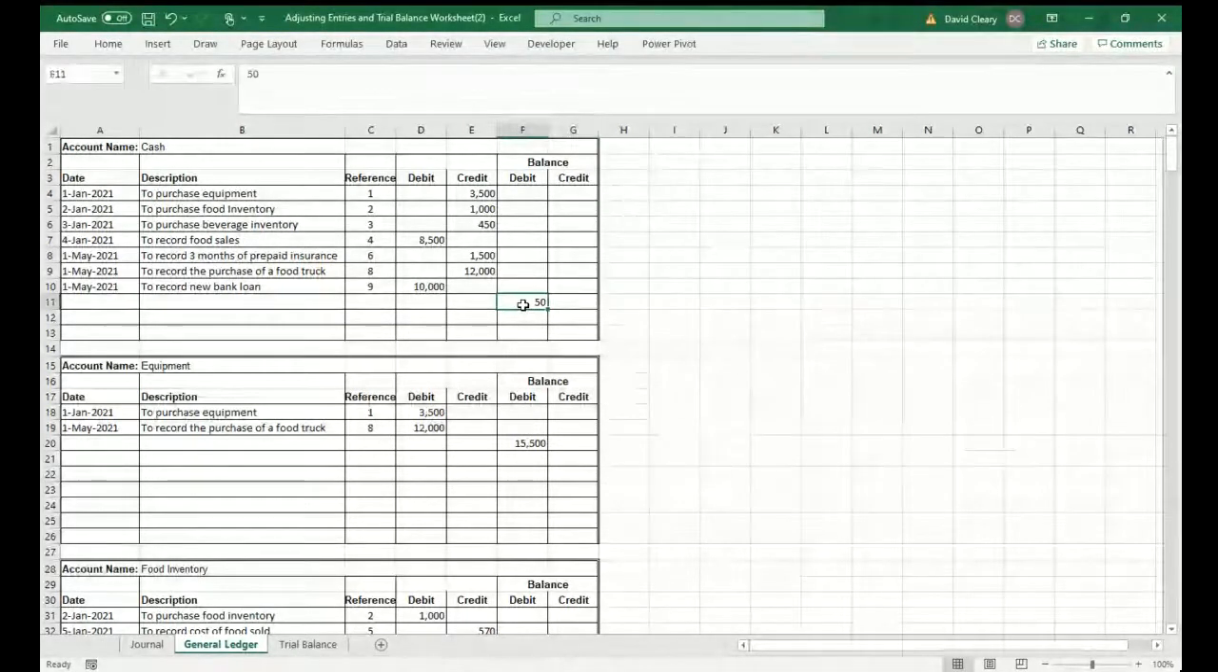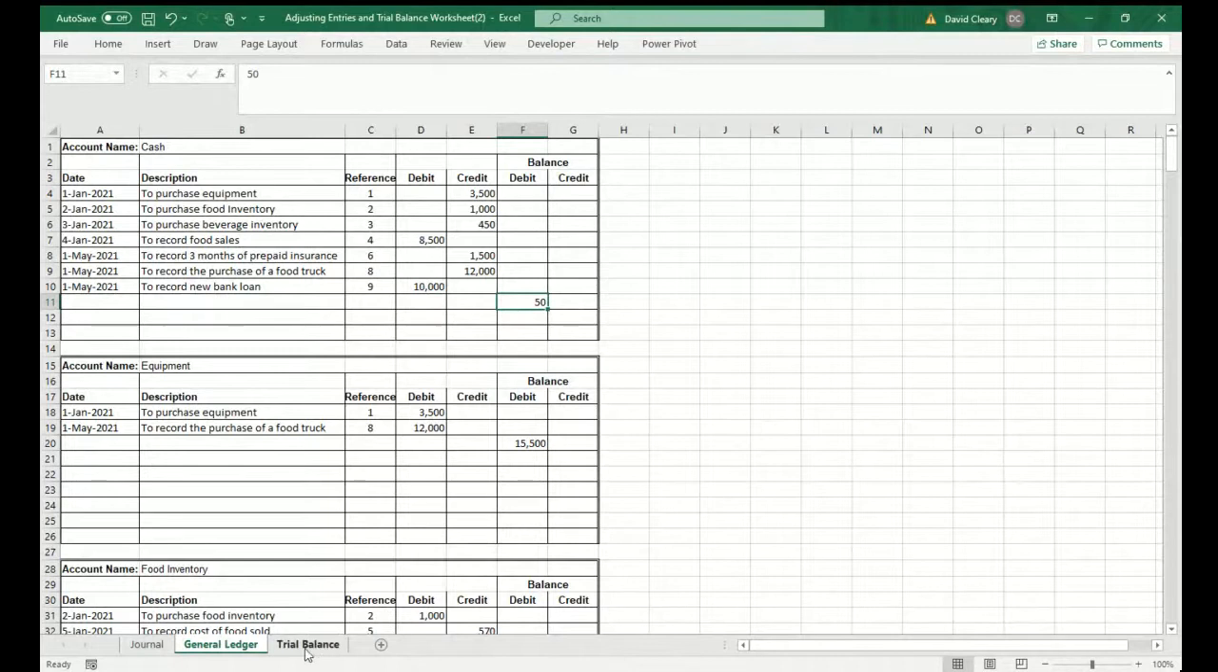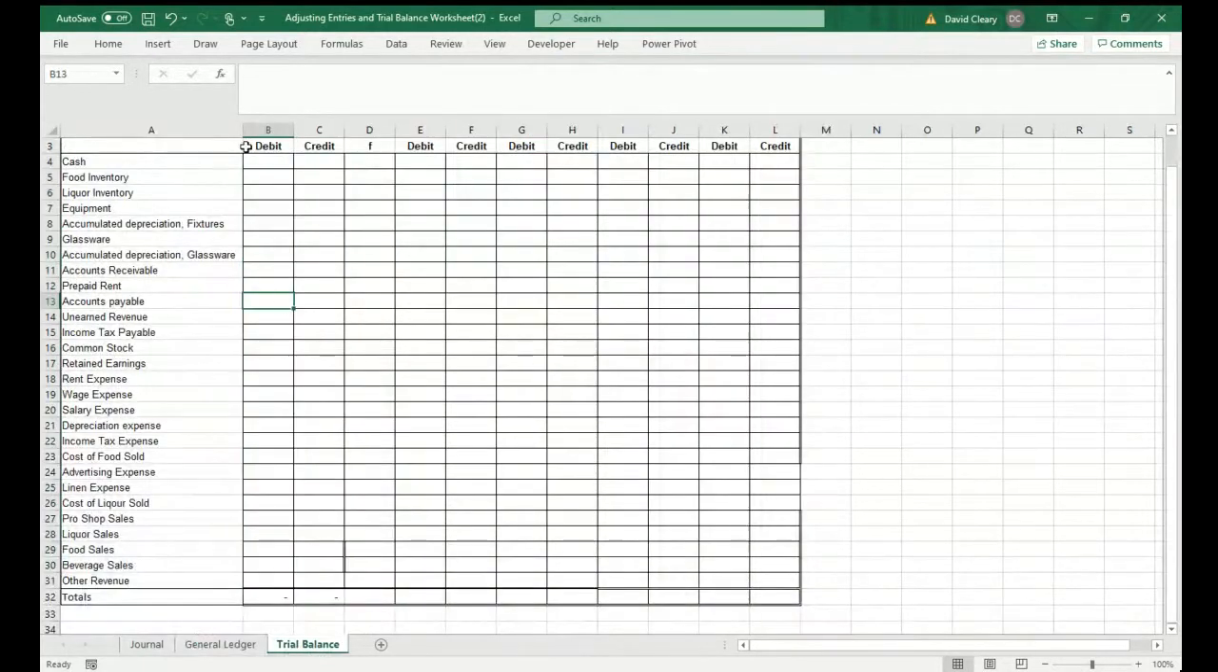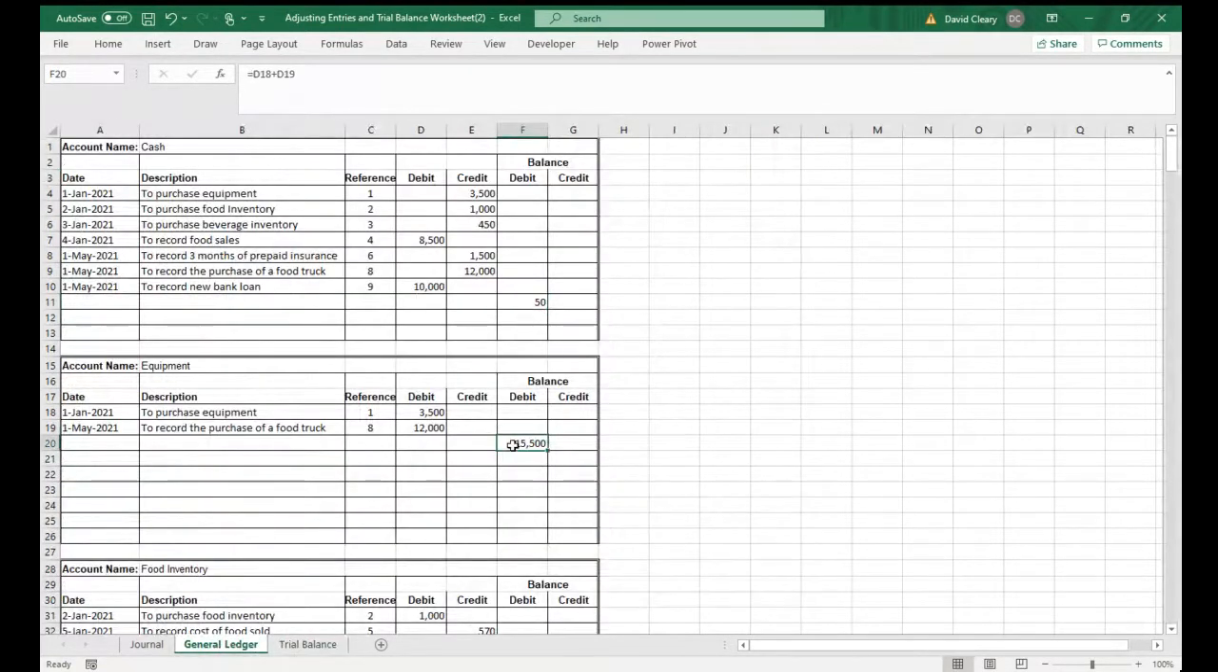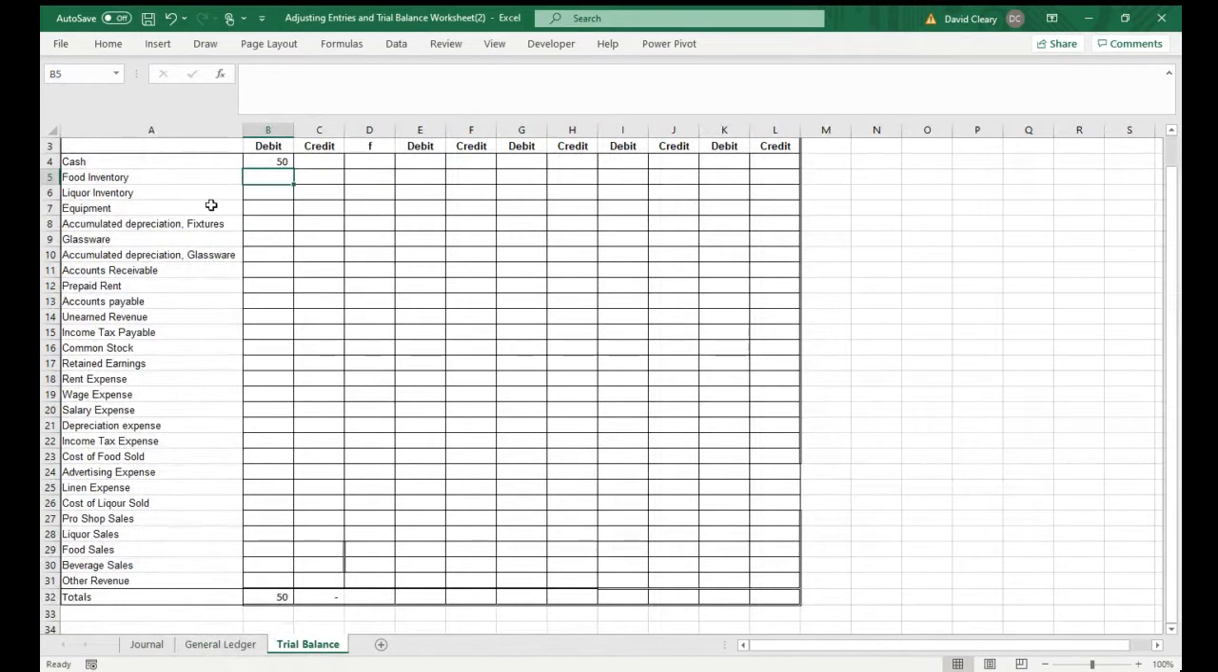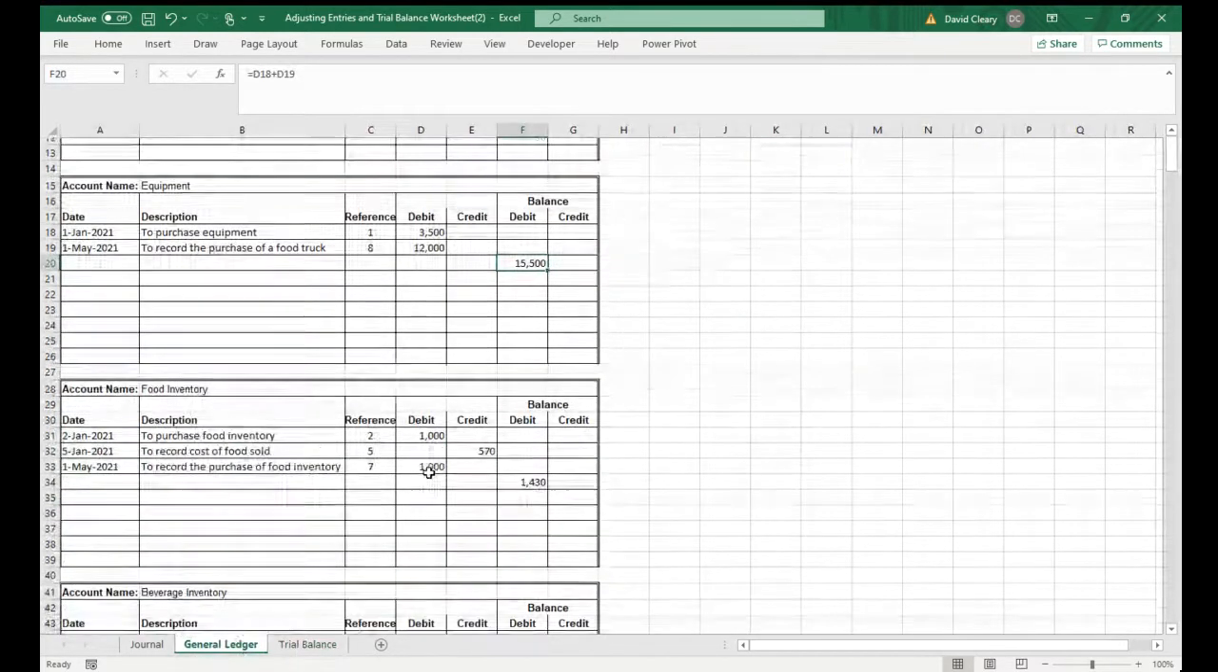So we have a $50 debit balance in our cash account. So we go to our trial balance. Put $50 in the debit column. Back to our ledger. We also have a debit balance of $15,500 in our equipment. So go to our trial balance and equipment, right here. How much was it? 15,500. There we go. We continue down the ledger.